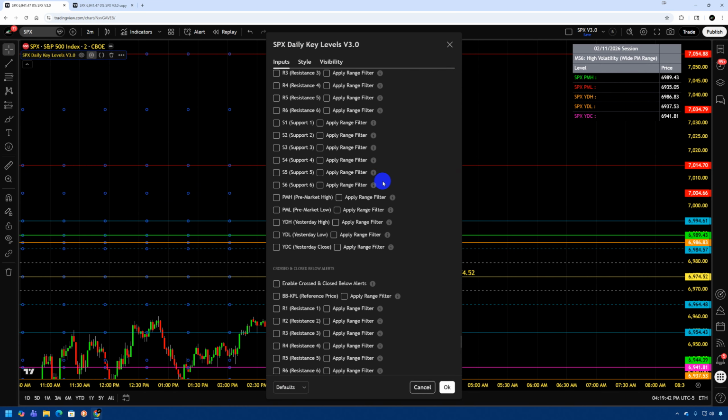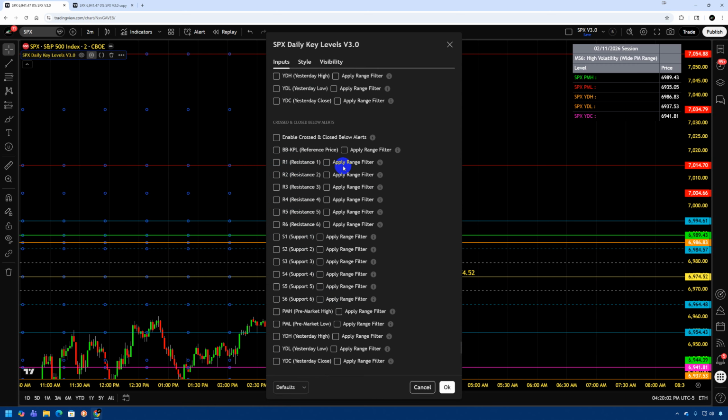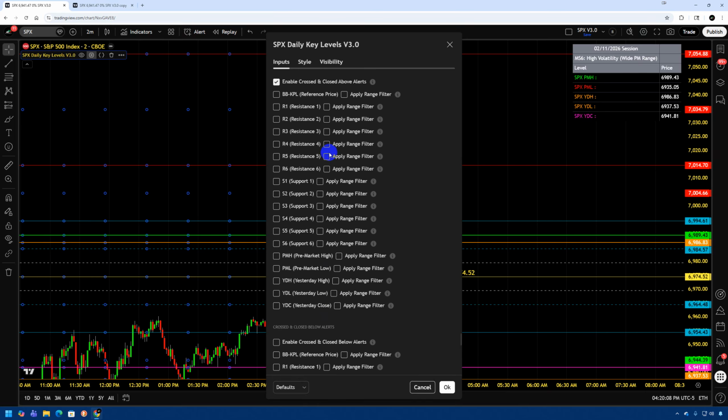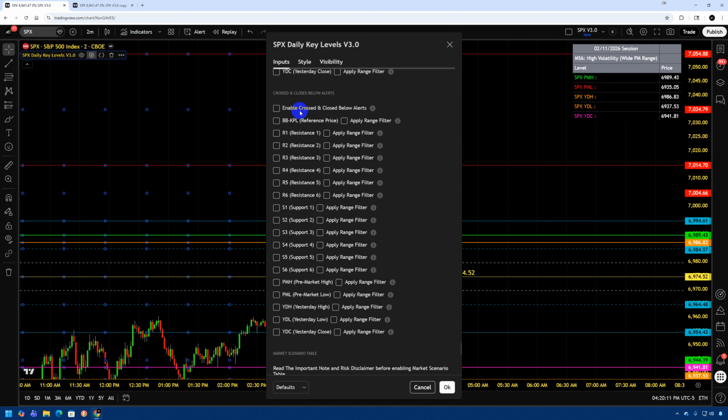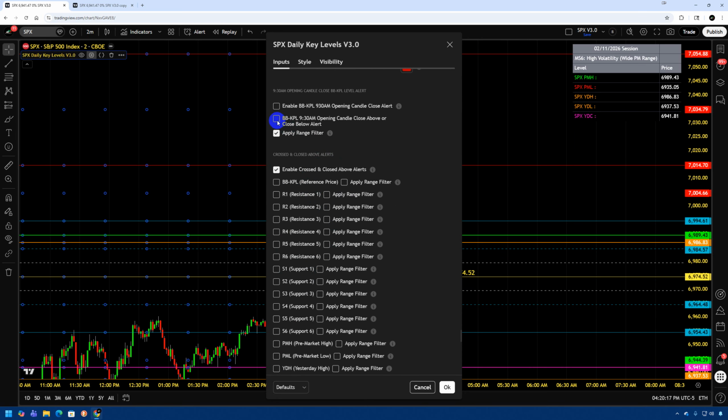All right. So as you can see here, there are alerts for all the different levels. They're only for the main key levels. They're not for midpoint levels or QL levels. They're for the BBKPL, the main R1 through R6 levels, the main S1 through S6 levels, the PMH, the PML, the YDH, YDL, and YDC levels. And you can individually select which ones that you want to enable. And you can also select to enable cross and close above and cross and close below. Again, the only alert that's a dual alert based on enabling it singly is the 9:30 a.m. opening candle alert.